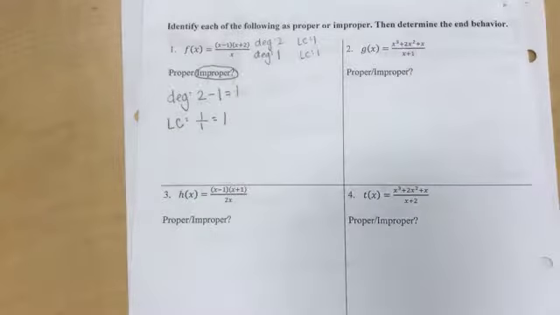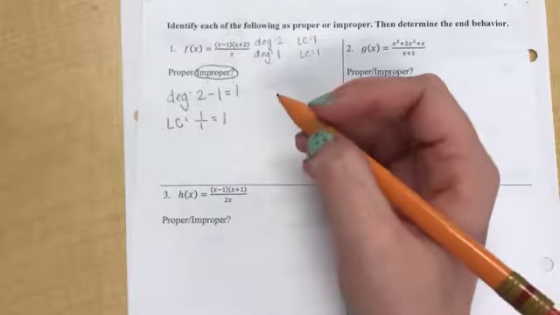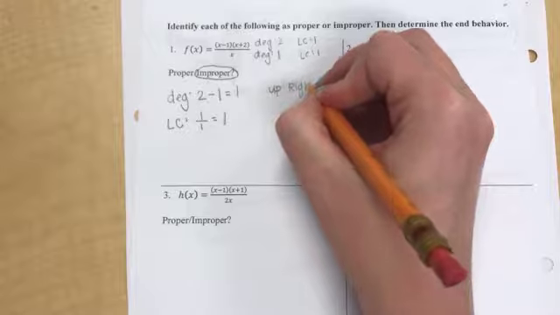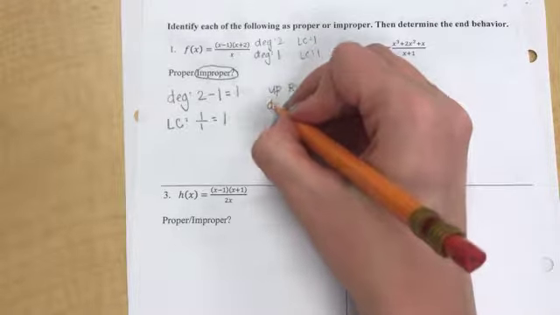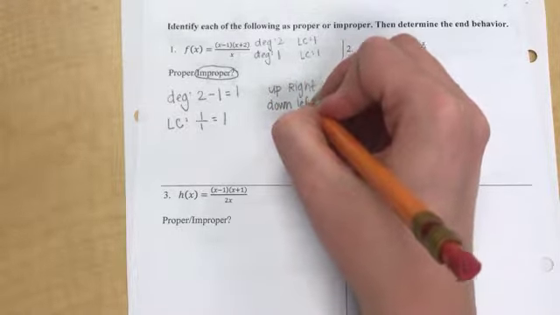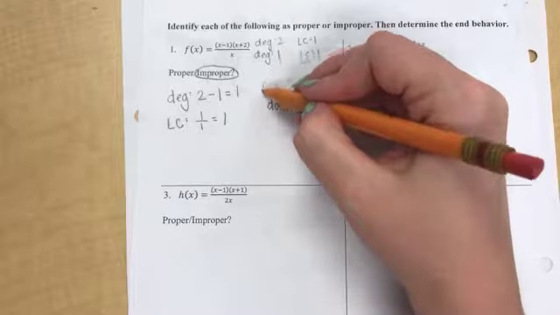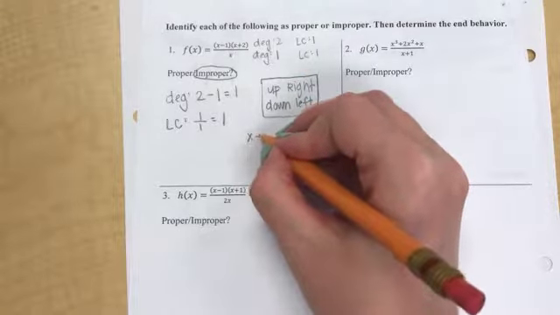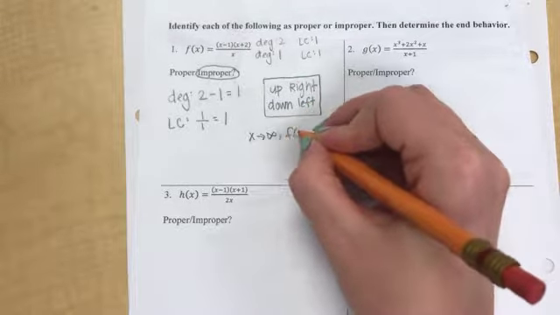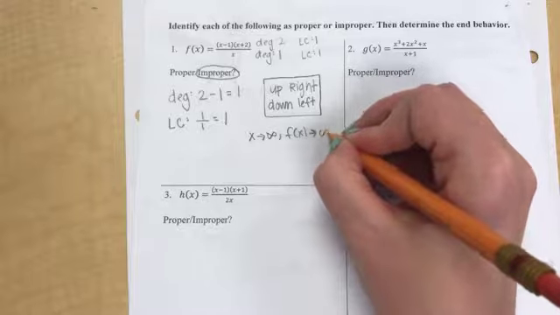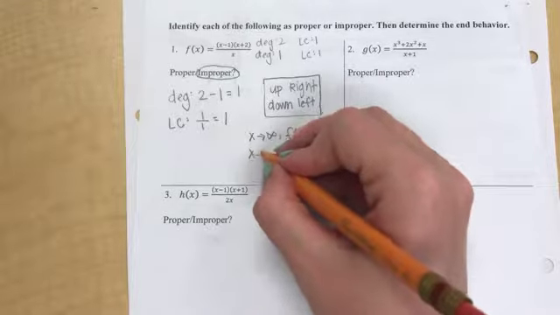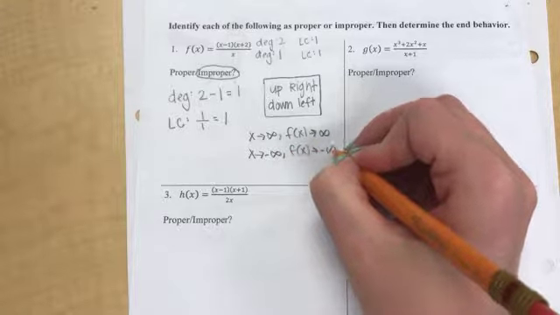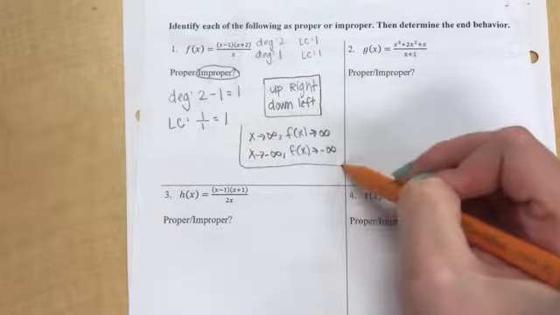I have a positive leading coefficient. So if I write this out in words, I would say it goes up to the right. Odd degree, left and right go opposite directions. So go down left. Or if I write it with arrows, as x approaches positive infinity, f of x approaches positive infinity, up to the right. As x approaches negative infinity, f of x approaches negative infinity, down to the left.